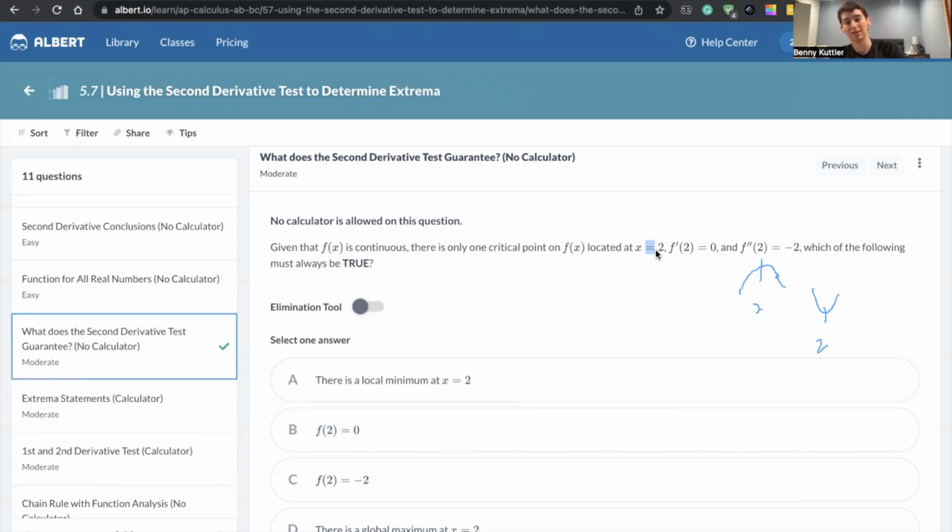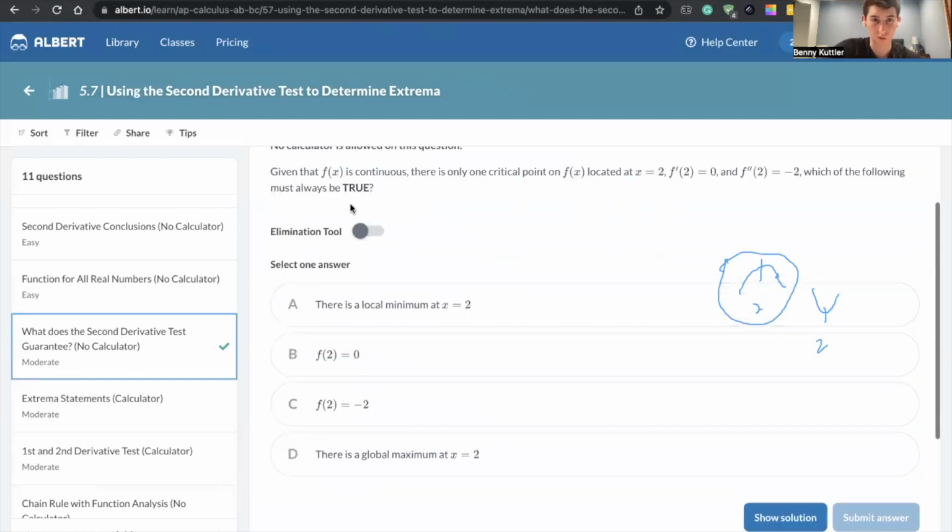And then we know that the second derivative is negative 2. If the second derivative at that point is negative 2, then it has to be concave down. So this is closer to being accurate than the other one. The other one wouldn't make sense because that's concave up, so the second derivative would be positive. So we can't definitively determine anything about what the y value is at that point because we're only given information about the derivatives. So we can eliminate those two.